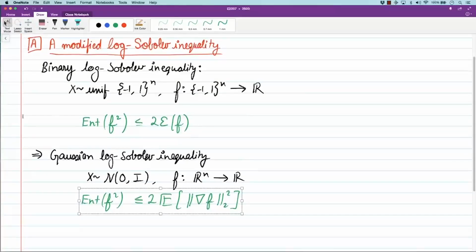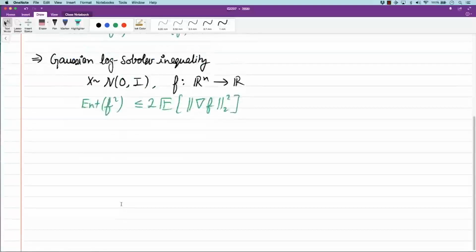Our goal now is to extend these bounds, and subsequently the concentration bounds of similar form, to general random variables. So in the first part of this lecture, we'll derive a modified log-Sobolev inequality which extends both of them to general random variables. So here is our modified log-Sobolev inequality.